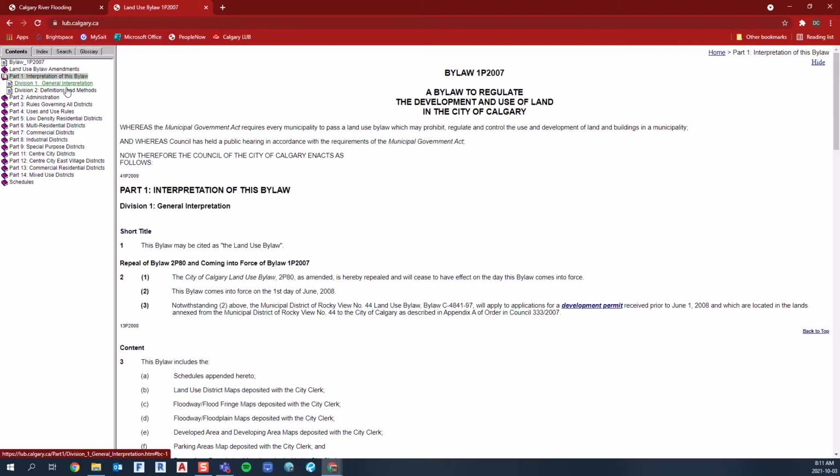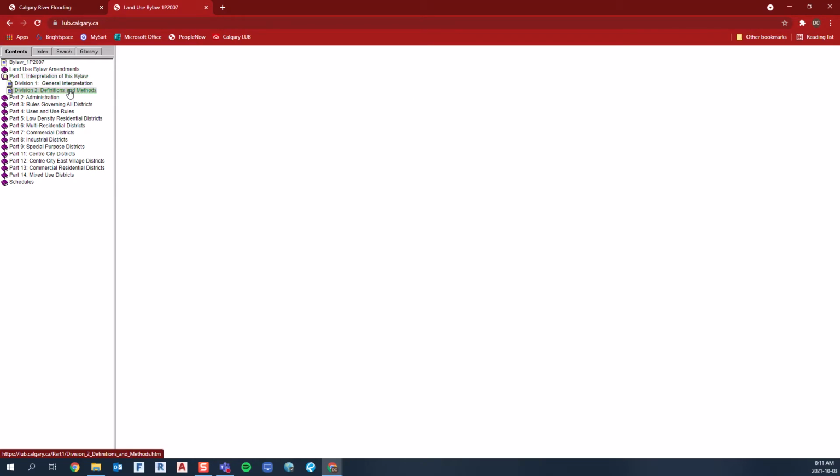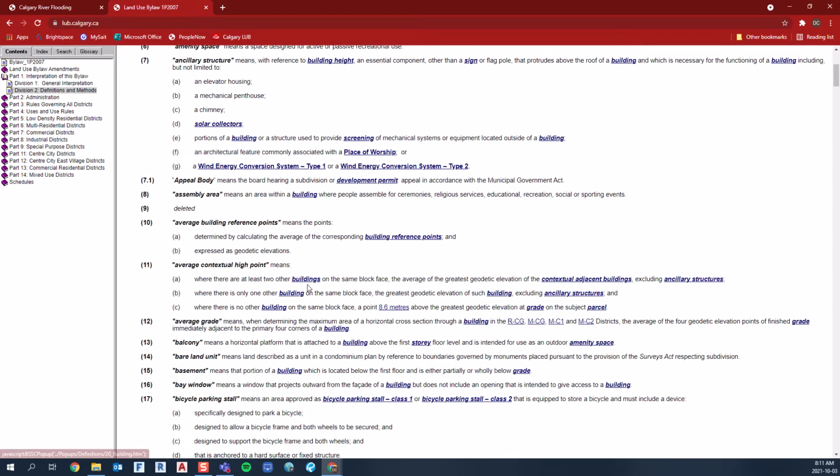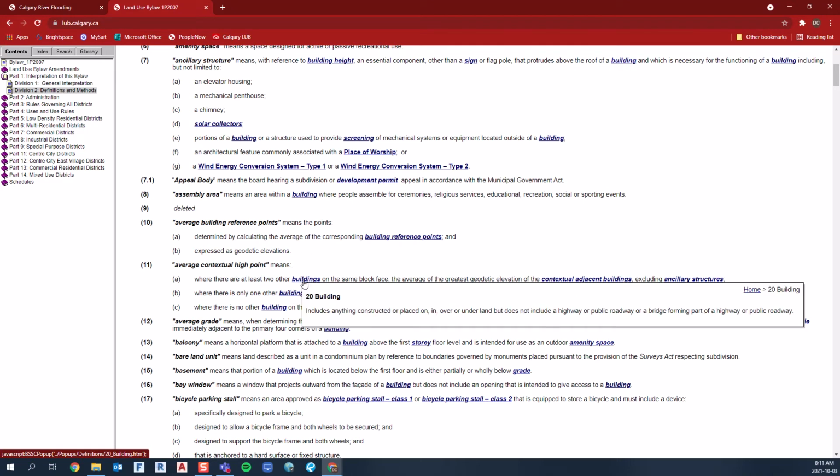Part one, the only thing I really ever use in here is the definitions and methods. So everything's defined in here basically. You don't have to go here a lot because if you ever see a word underlined or in italics, you could just click on it and it gives you the definition, but it's there nonetheless.